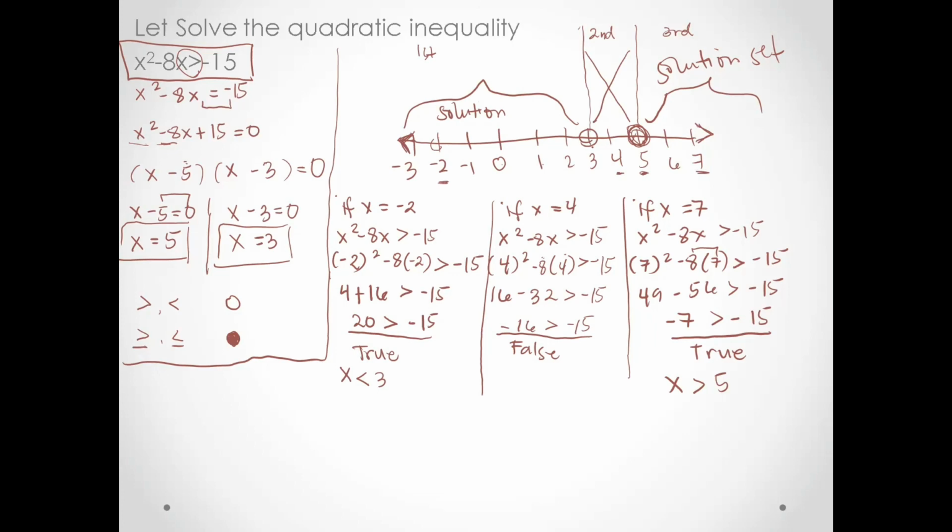So, let's try if x is equal to 3. Substitute it: x squared minus 8x is greater than negative 15. So, 3 squared minus 8 times 3 is greater than negative 15. 3 squared is positive 9. Then negative 8 times 3 is equal to negative 24, greater than negative 15. So, 9 minus 24 is equal to negative 15, greater than negative 15. So, this is false. Why is it false? Because negative 15 is only equal to negative 15, so it is not greater than negative 15. So this is false. Therefore, positive 3 is not included in our solution set.